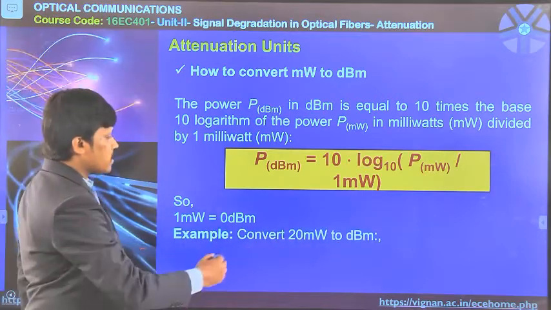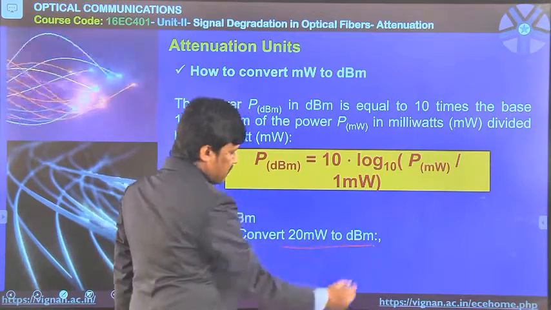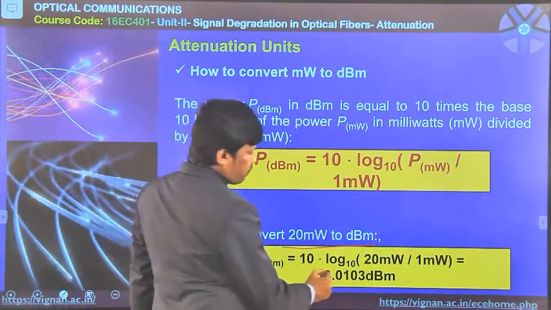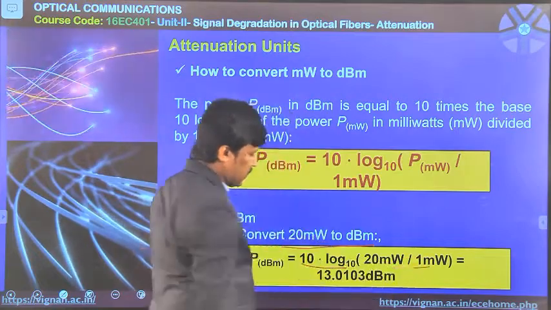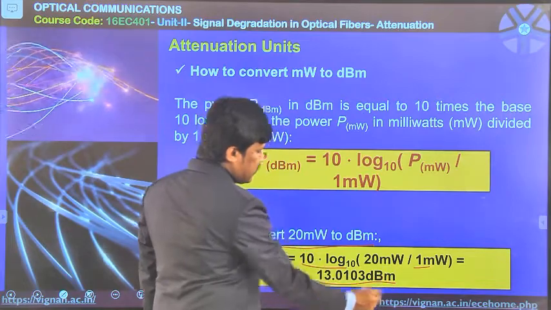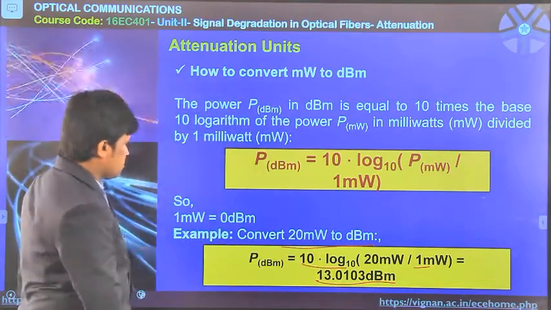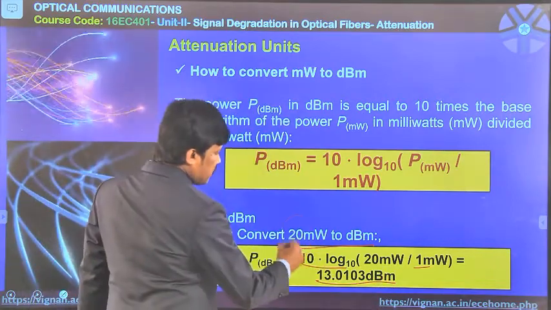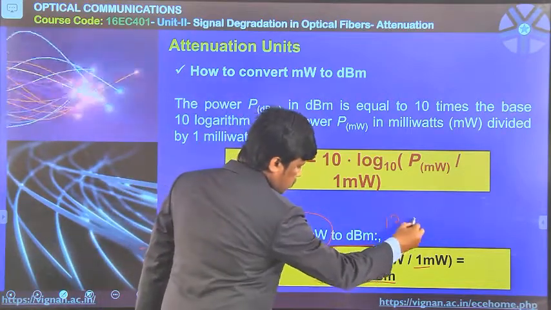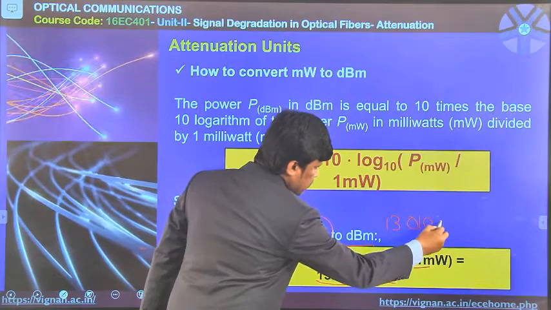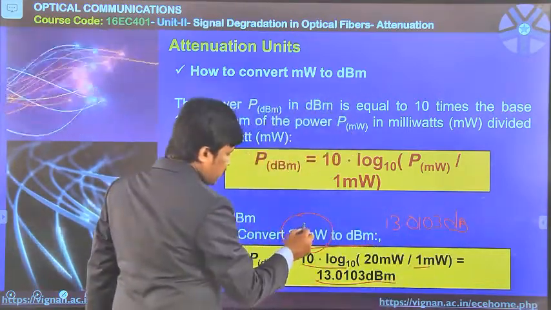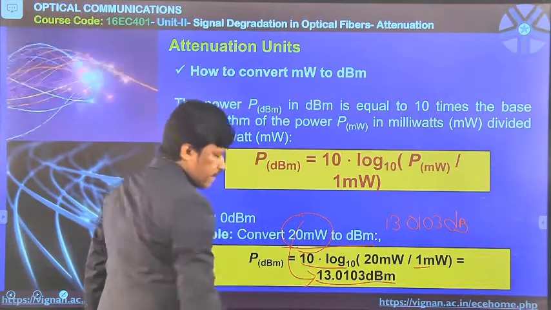Now, for example, convert 20 milliwatt to dBm. P in dBm is equal to 10 log of 20 milliwatt by 1 milliwatt. We will get 13.0103 dBm. So 20 milliwatt is equivalent to 13.0103 dBm. This is the conversion from milliwatts to dBm. Let us go for some problems.